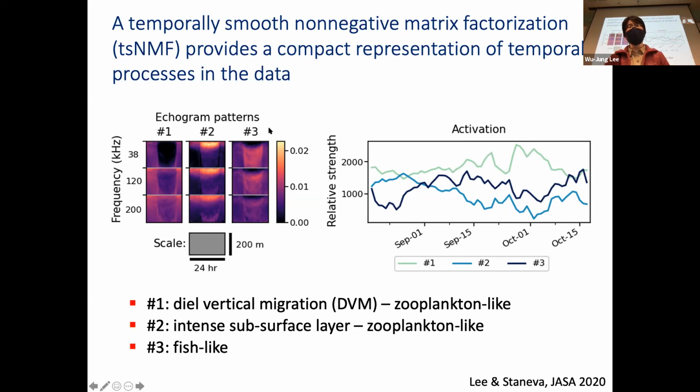And then along with the patterns, we also find activations, right? So on the right-hand side, you can see pattern 1 corresponds to this line, pattern 2 is this other line, and pattern 3 is this other line, right? What we think is that this gives us a good handle on how to represent that very complicated echogram that you saw earlier in a much more compact representation of the temporal processes in the data, right? Because we can look at component 1 and use the frequency features in there and say, oh look, this does look like the DVM, diel vertical migration. And the frequency-dependent signature of the echo strength looks like zooplankton-type animals. And we can do the same thing for component 2 and component 3.